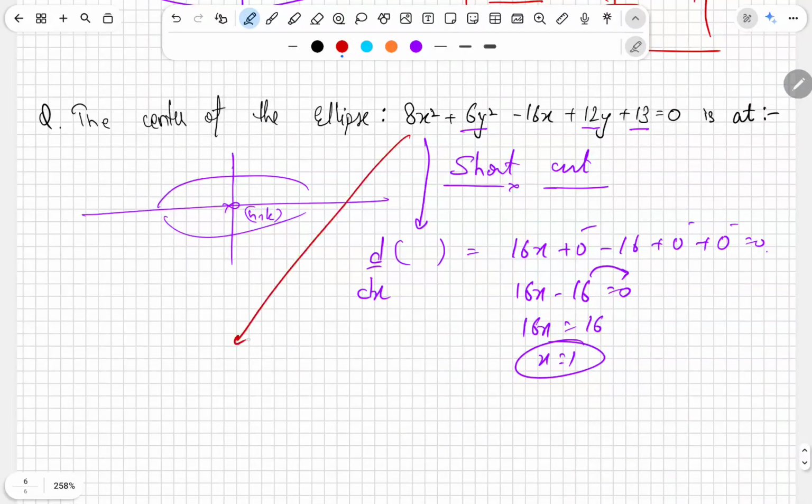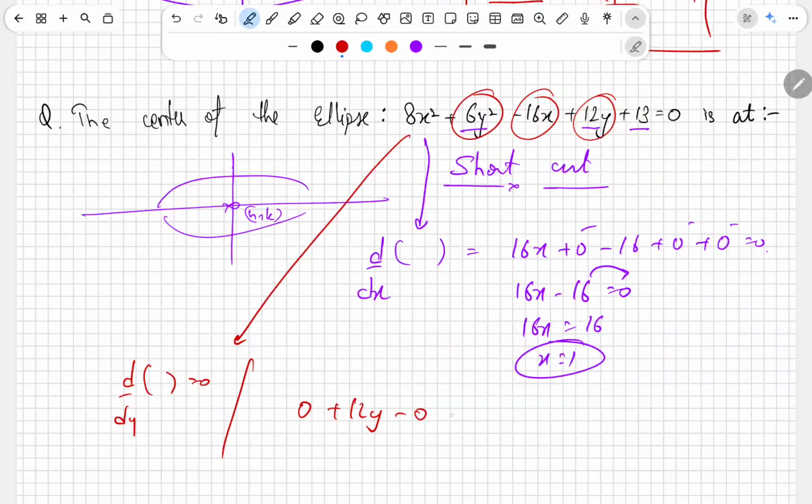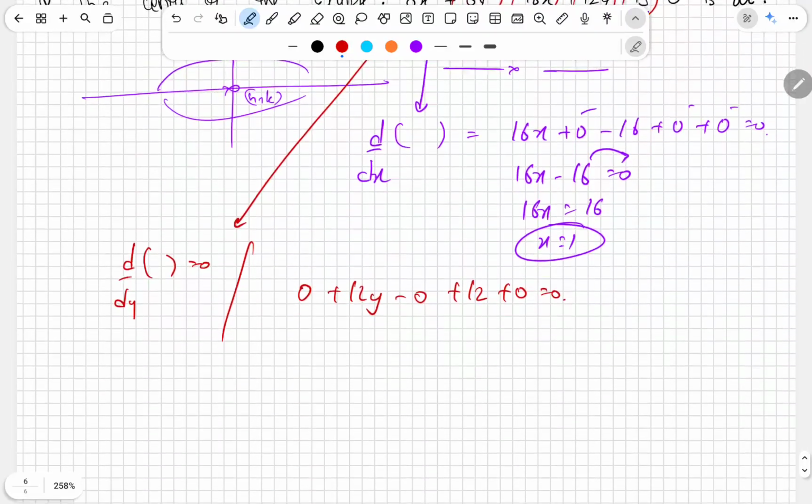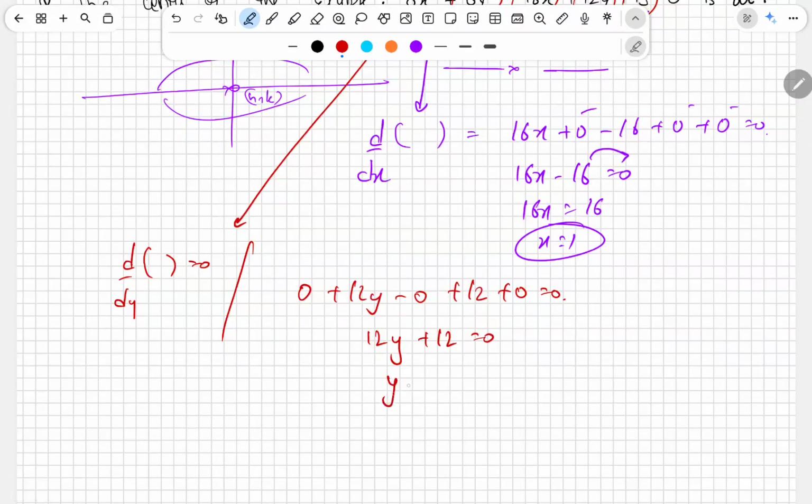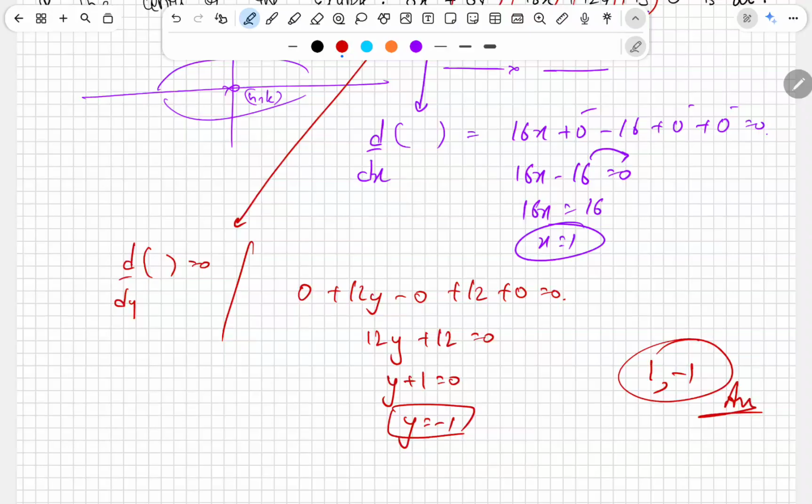Then in the same equation, now calculate d by dy and put it equal to 0. So 8x square is 0, 6y square becomes 12y, 16x becomes 0, 12y becomes plus 12, and the constant becomes 0, equals 0. So now I'll say 12y plus 12 equals 0. So y plus 1 equals 0, y equals minus 1. I'm getting the point: x is 1, y is minus 1. This is going to be the answer.